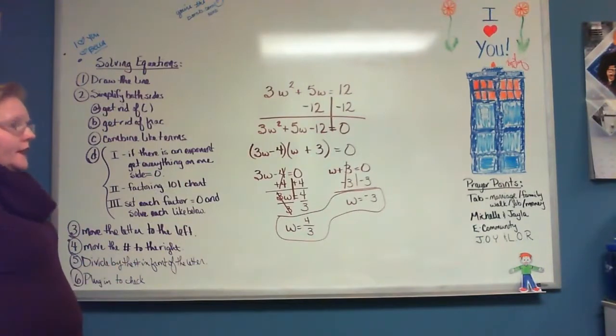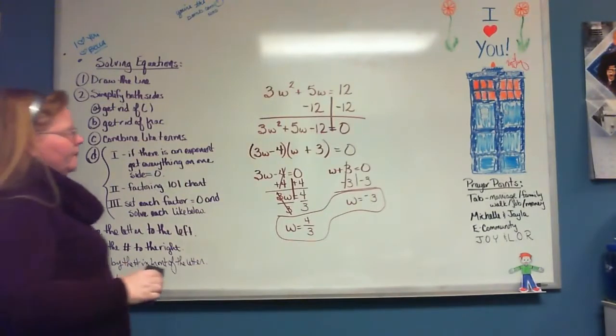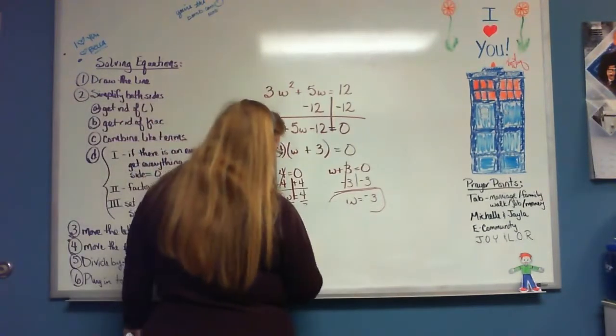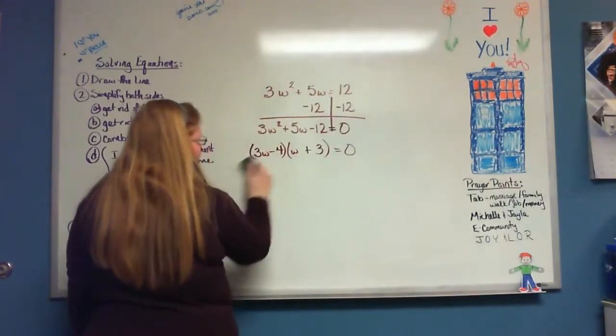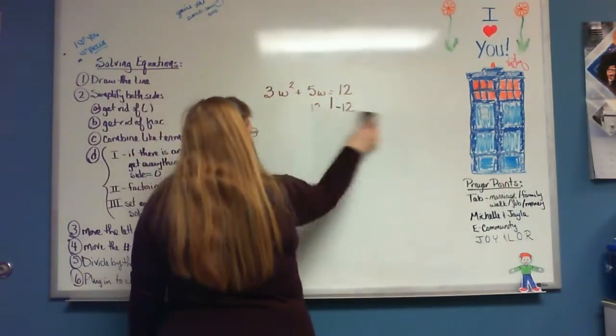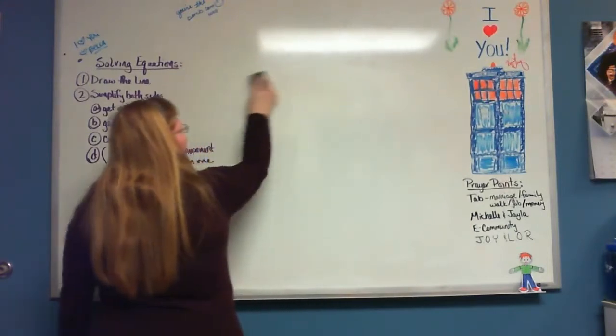So when it's not already equal to 0, you have to make it equal to 0. Let's look at another one.